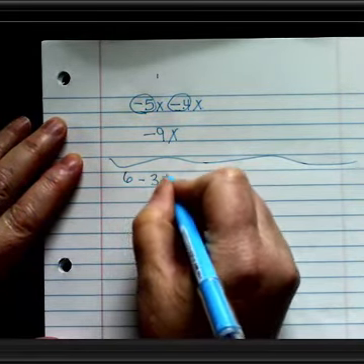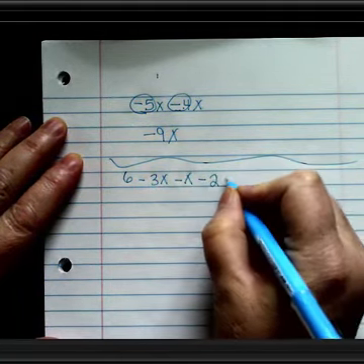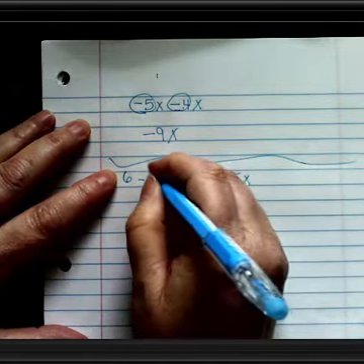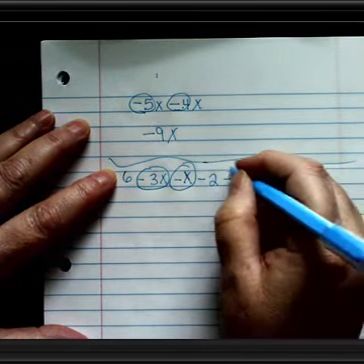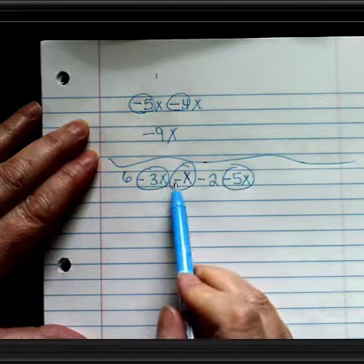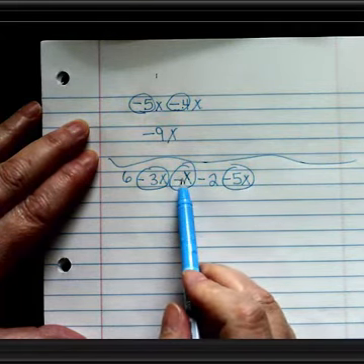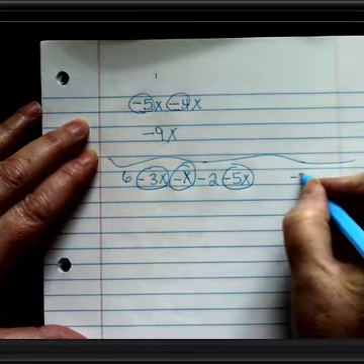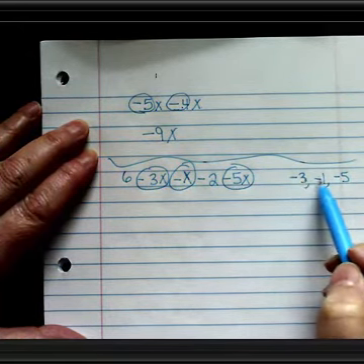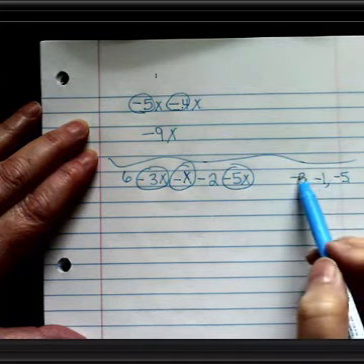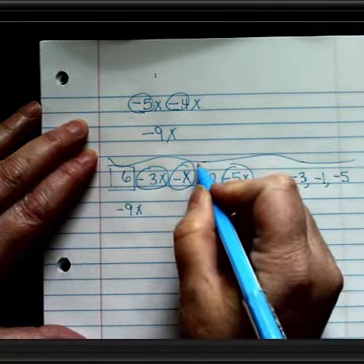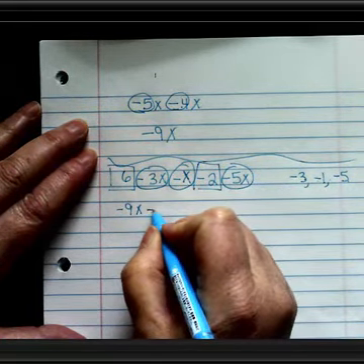6 minus 3x minus x minus 2 minus 5x. So let's look at only our variables. We have a minus 3x, a minus x, and a minus 5x. So that means I need to combine negative 3. What's in front of here? A negative 1, and here's a negative 5. So I have a negative 3, a negative 1, and a negative 5 that I'm combining. What's a negative 3 plus a negative 1 plus a negative 5? Negative 9. So I have negative 9, variable stays the same. Look at my whole numbers. 6 minus 2 is a positive 4.